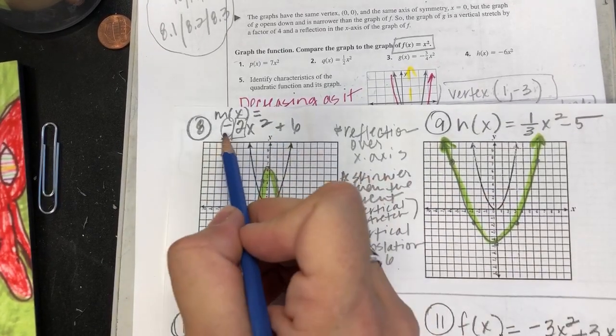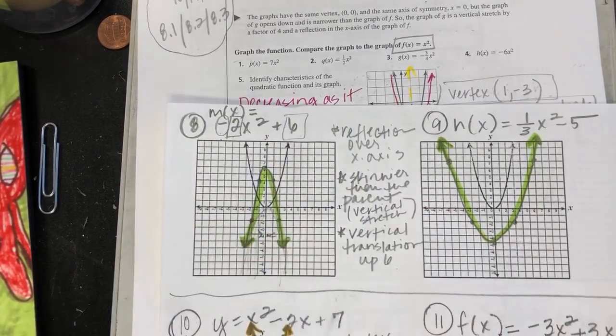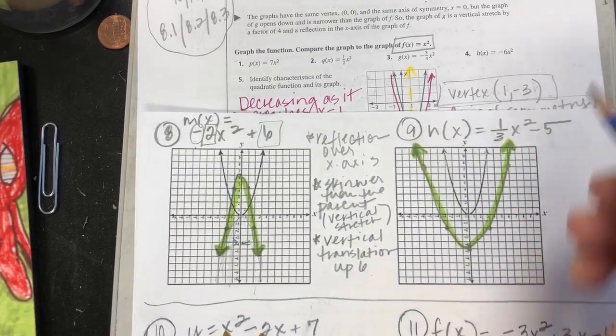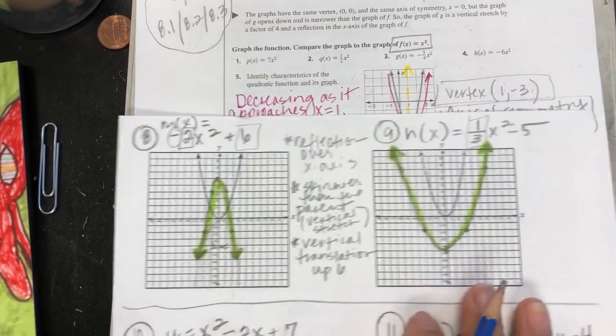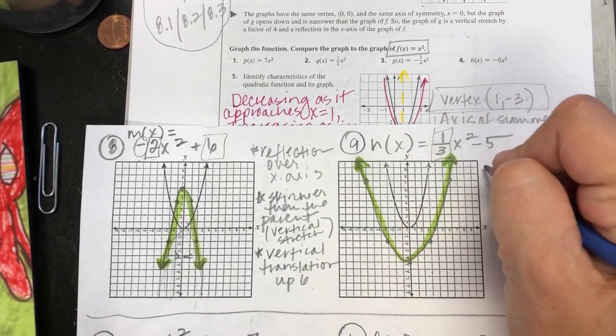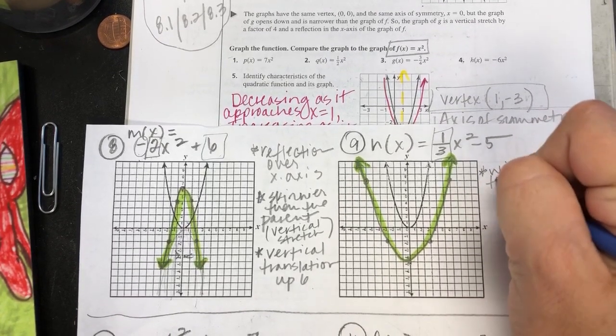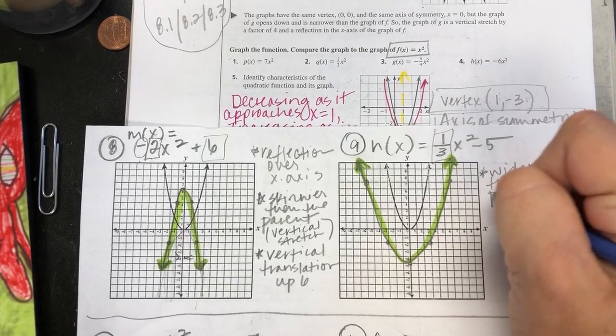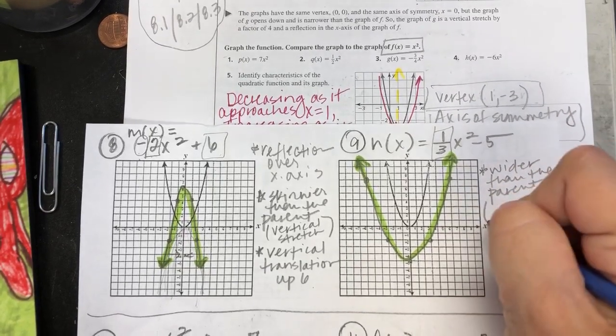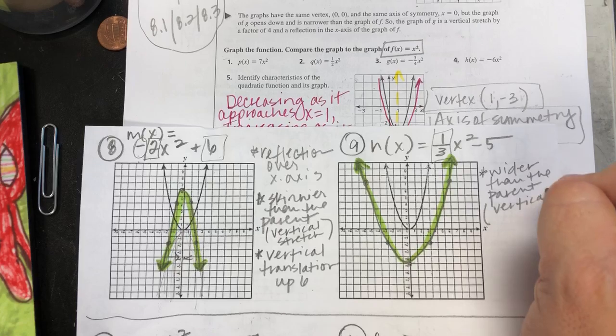In this equation, we've got the negative, the 2, and the 6 to talk about. In number 9, we've got the third to talk about. What did the 1/3 do? The 1/3 made the parabola wider than the parent. It's moving away from the y-axis. We call that a vertical shrink.